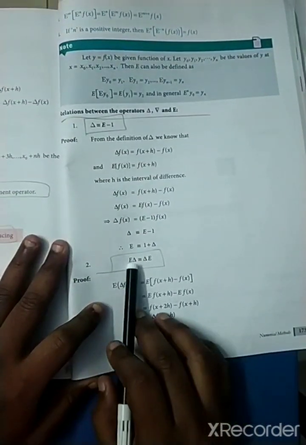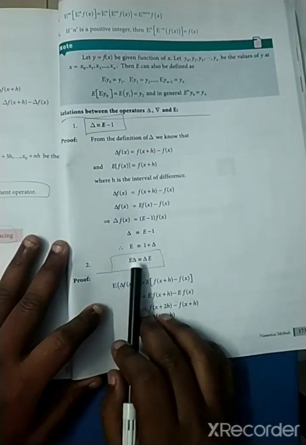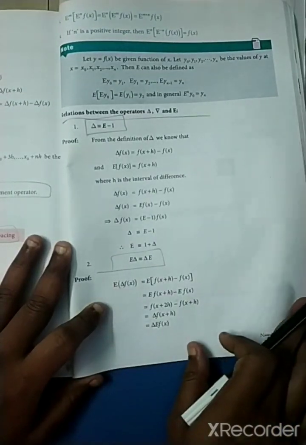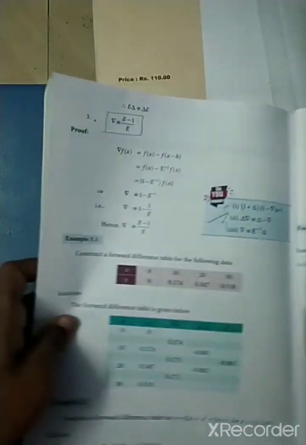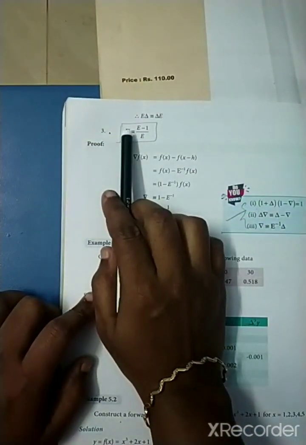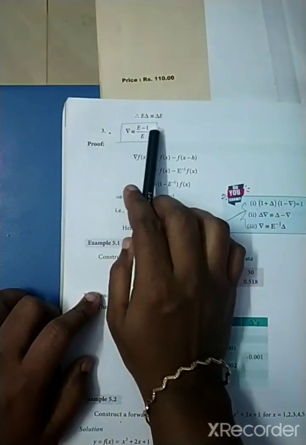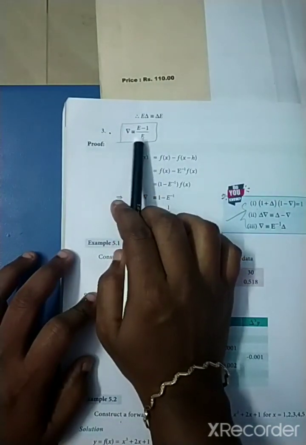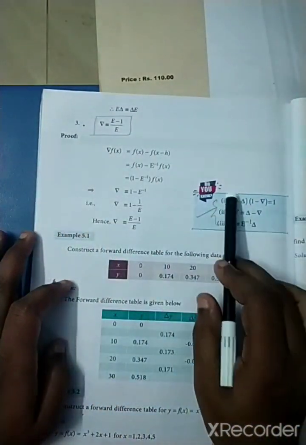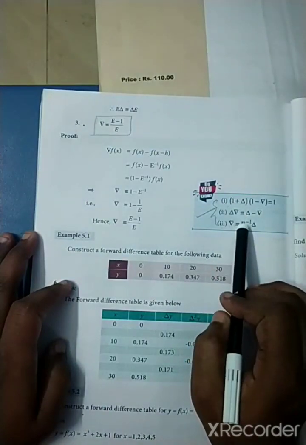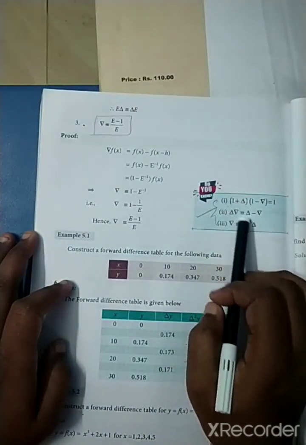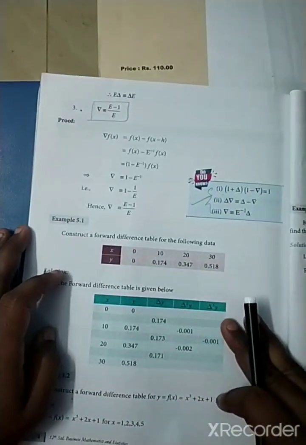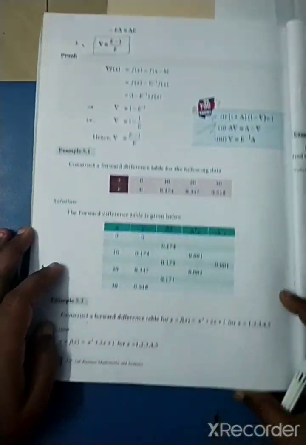Then E into delta is equal to delta into E. This is also another important formula. And the third one will be that your backward operator is equal to E minus 1 by E. You have to write these three properties also in your notebook, because anytime this can be asked in your 1 mark. Okay.